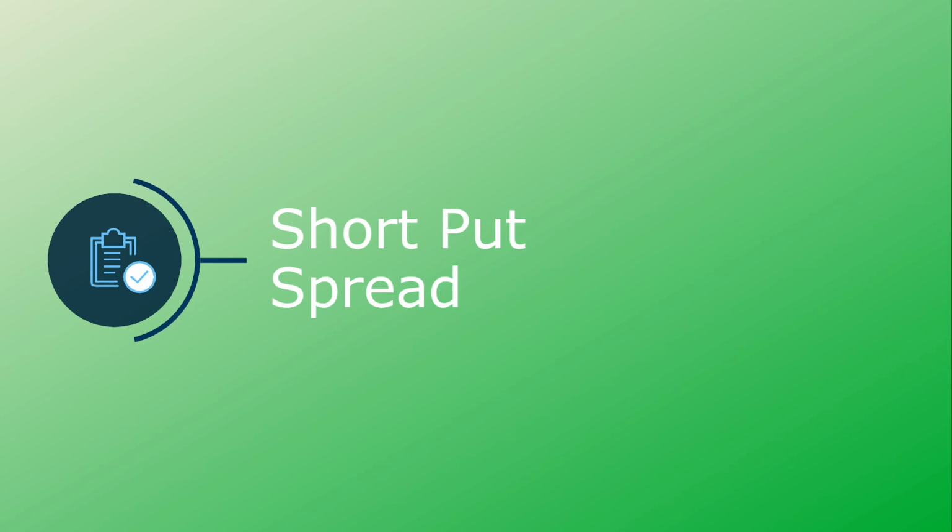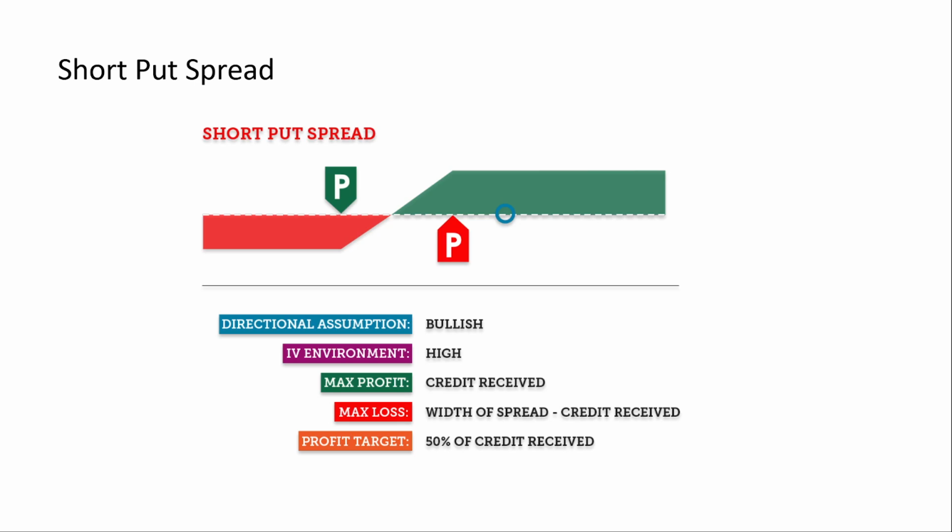in a broker. The other option that we have is the short put spread. This one, instead of using a call option, we are going to use 2 put options. In this case, the directional assumption that we have is neutral to bullish.